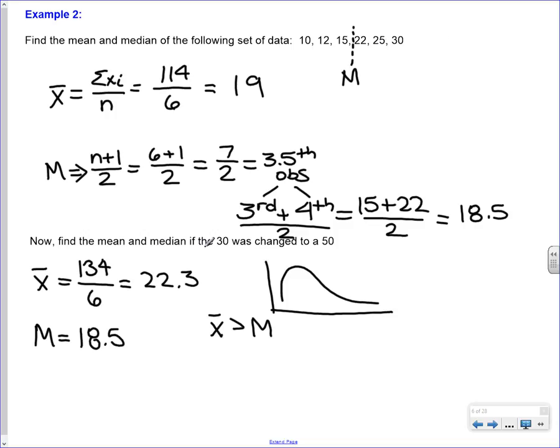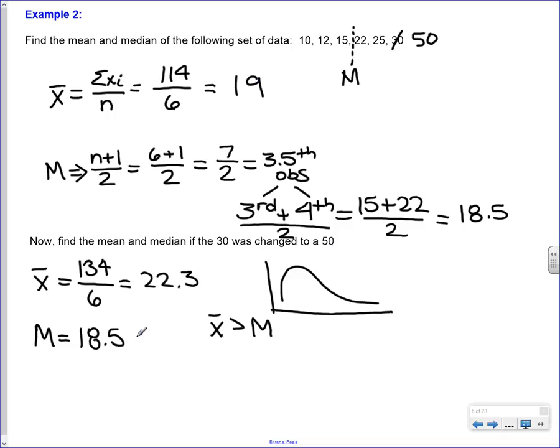But now let's say we change the 30 here to a 50. What's going to happen to our statistics? Well, the median we know isn't going to change, right? Whether that's a 30 or a 50 or a 1,000, whatever it is, our median is still going to be right there in the middle. So our median will still be 18.5. But our mean is going to be affected, right? Now the sum of the numbers is going to be 134. We divide that by 6 and we get 22.3. So you see our mean has increased because we changed that one number, okay?